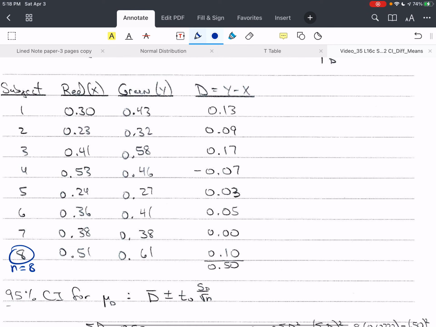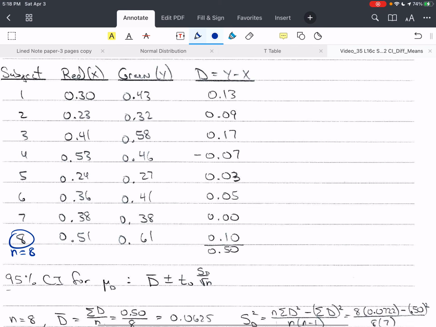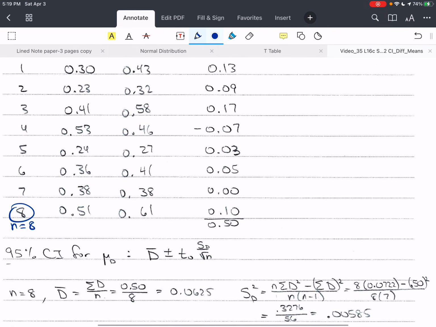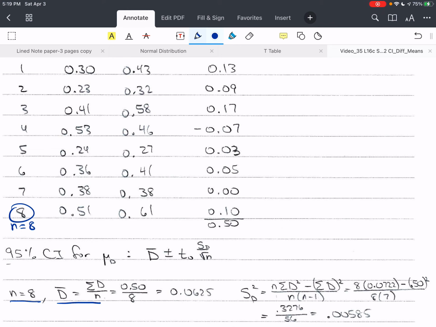We want to find a 95% confidence interval for mu sub d, and this means we're going to use the formula d bar plus or minus t naught s sub d over square root of n. So we have some calculations to do. So n is equal to 8. D bar is the sum of d divided by n. I've summed these up. It is 0.50.